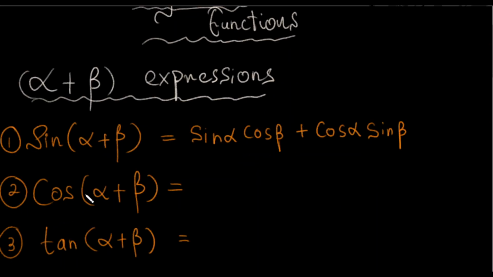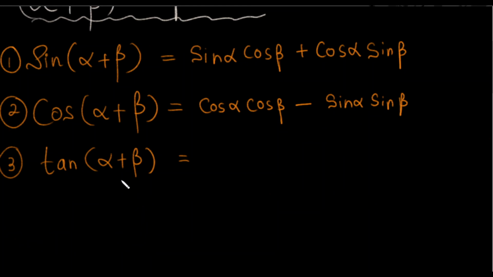The second equation I'm going to talk about is cosine of alpha plus beta. The expression would be cosine alpha cosine beta minus sine alpha sine beta. Now, the tangent of alpha plus beta is equal to tan alpha plus tan beta, divided by 1 minus tan alpha times tan beta.